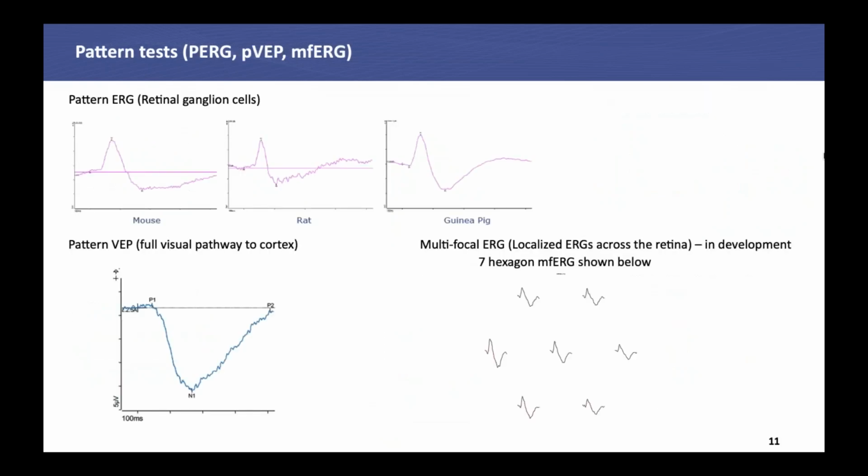On the next page, then, these are some examples of tests that can be done on the pattern stimulators. The two most commonly, and probably first the most commonly used with our pattern stimulators, is what's called a pattern ERG, or a PERG. Through decades of research, that has been shown to be a good test to measure the function of the retinal ganglion cells.